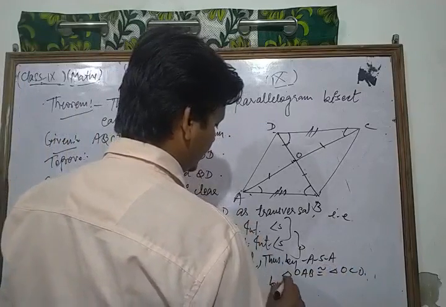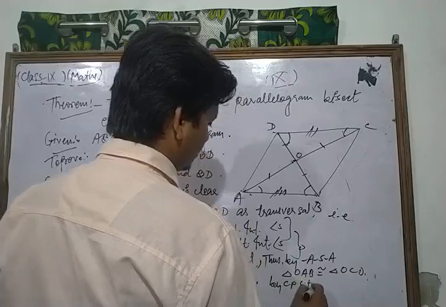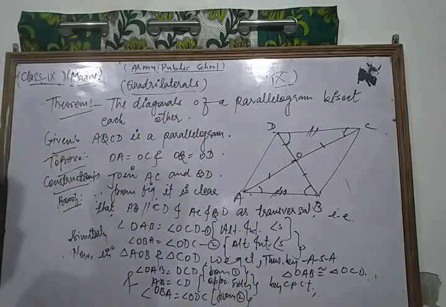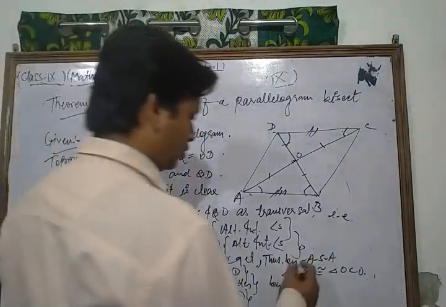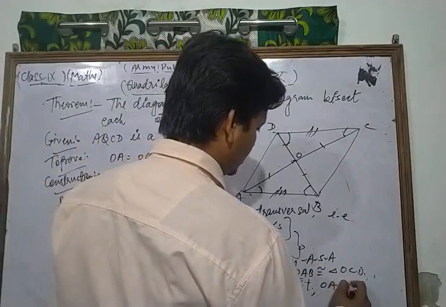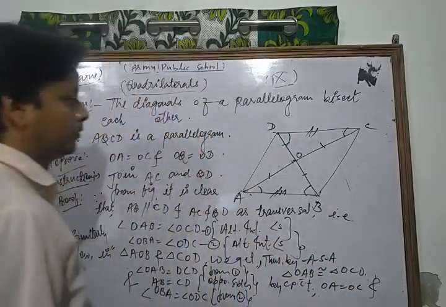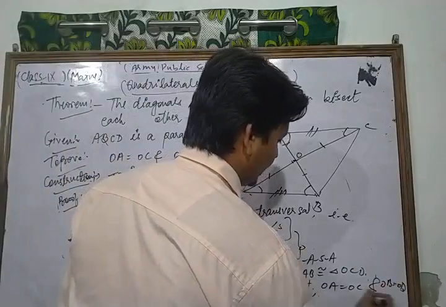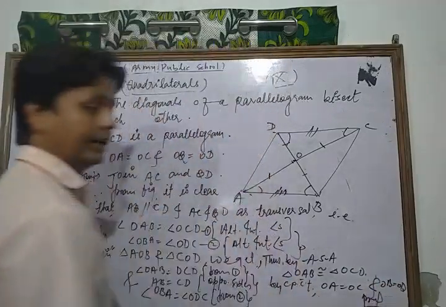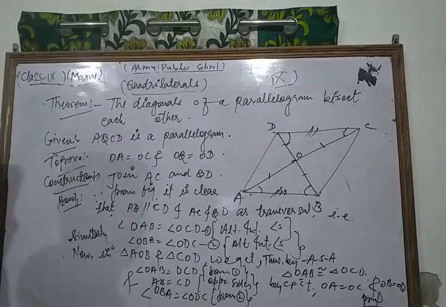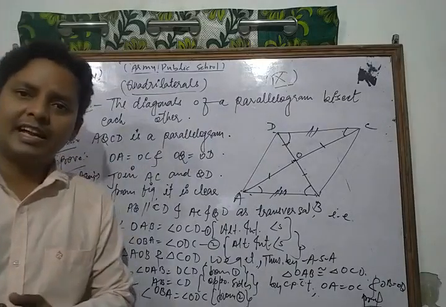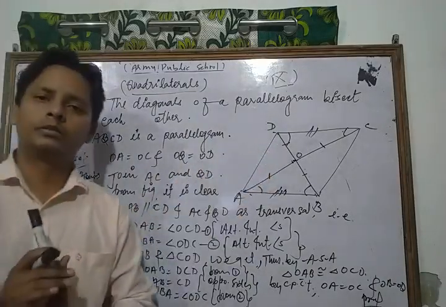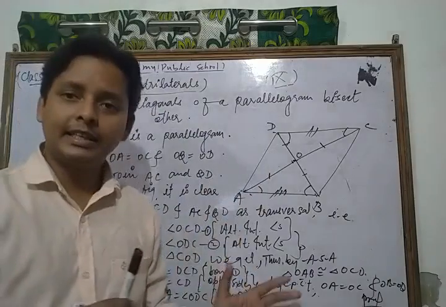Thus by CPCT, OA is equal to OC and OB is equal to OD. Hence proved. Thus, dear students, in this way we can say that the diagonals of a parallelogram bisect each other.